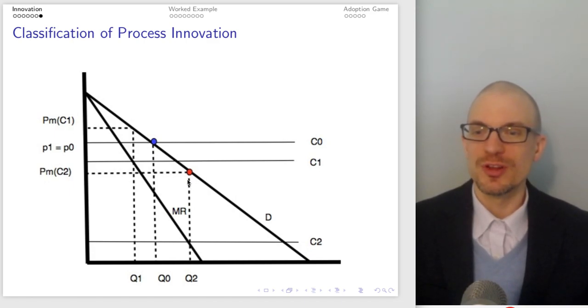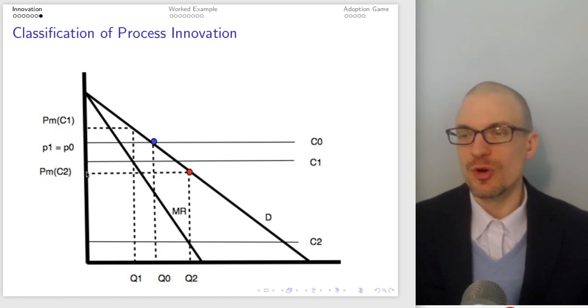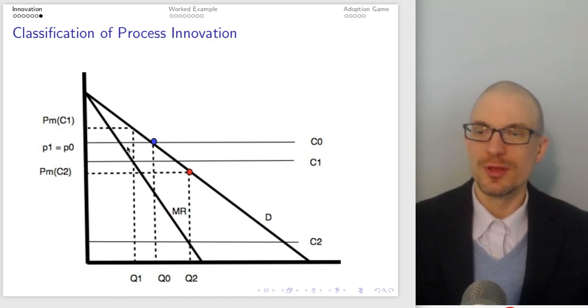The right comparison is saying, let's look at this monopoly price and quantity. Let's look where we started from. These are massive gains, right? I think that's the important lesson.